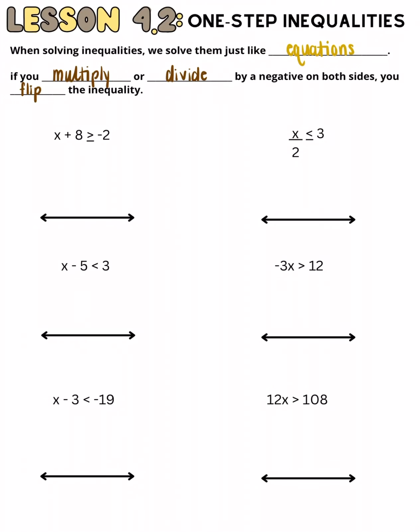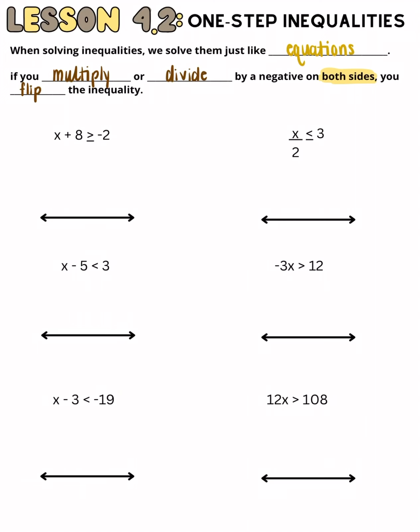When we're solving inequalities, we solve them just like an equation. We're still using inverse operations and all of that. We're trying to get the x, or the variable, by itself. The only thing you have to pay attention to is if you multiply or divide by a negative on both sides, then you flip the inequality. If it's greater than, it becomes less than, or if it was less than, it becomes greater than. You literally flip it. That's only when you multiply or divide by a negative on both sides of the inequality.